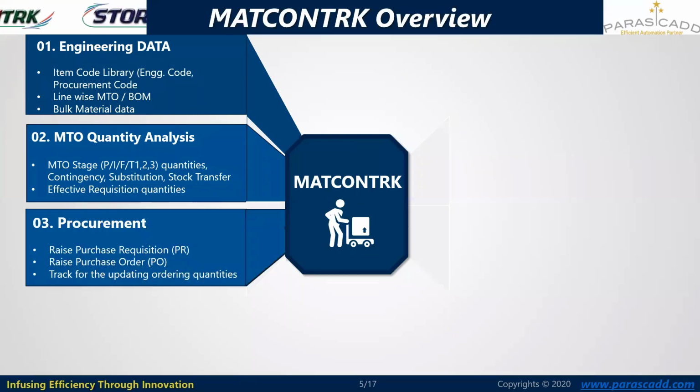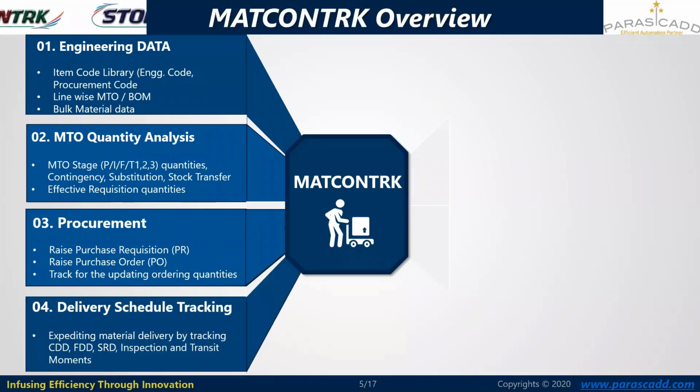Next, procurement. So in procurement, raising the purchase requisition, raising the purchase order to the qualified vendors, and tracking for the updated ordering quantities. Now, as the purchase order has already been initiated, there are chances the MTO may again get released by the engineering group, and the effective quantity may fluctuate. So tracking these updated quantities during the procurement processes is also taken care of over here.